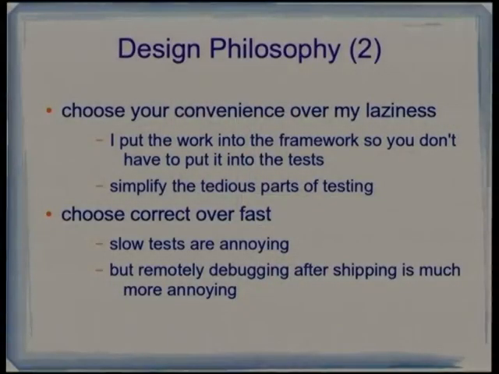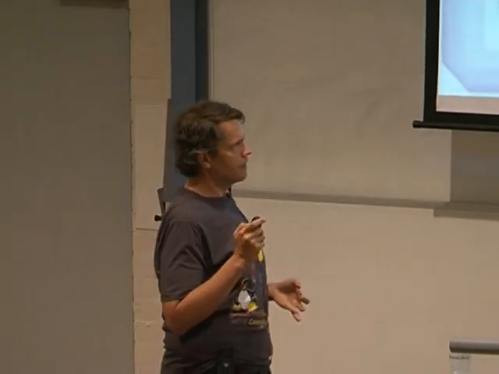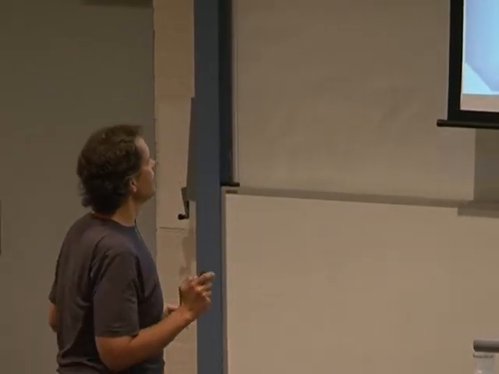I prioritise your convenience in using the program over my laziness in writing the library. So basically, if I can do more work to make the job of testing easier, I want to do that. And I choose correct over fast, because it is very annoying to have slow tests. But today we have all kinds of fascinating continuous integration, gated trunks, stuff like that. People have ways of dealing with testing that is slow. Remotely debugging on someone else's site after you've shipped is far more annoying than waiting for a slow test. So I, again, am more interested in correct.